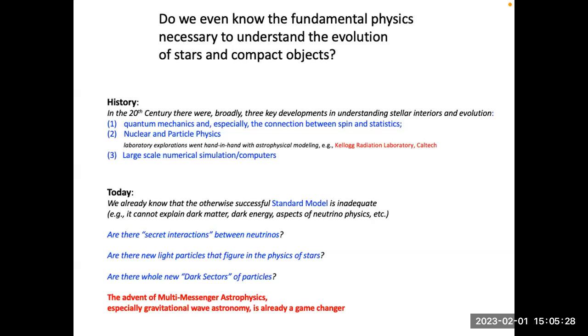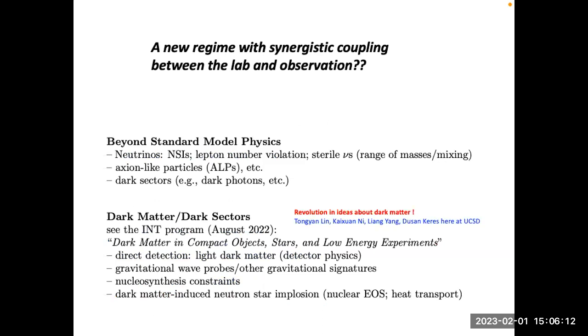Are there new light particles that figure in the physics of stars? We don't know that either. Are there new dark sectors of particles that are much like the standard model, perhaps, but different? The masses are different, the couplings are different. And circling back to dark matter, there are many ideas about dark sectors that purport to explain dark matter or aspects of it. Is dark matter self-interacting? And I'd say that the advent of multi-messenger astrophysics, especially gravitational wave astronomy, is already kind of a game changer here, and already giving really interesting hints about what's going on in answering these questions. So if I could just say, do we have this new regime that's arising, a synergistic coupling between the lab and observation?